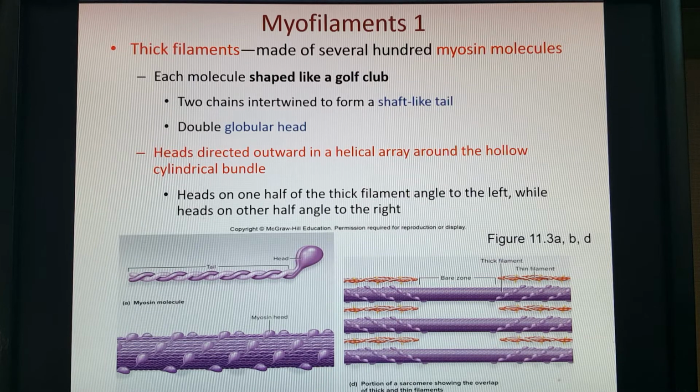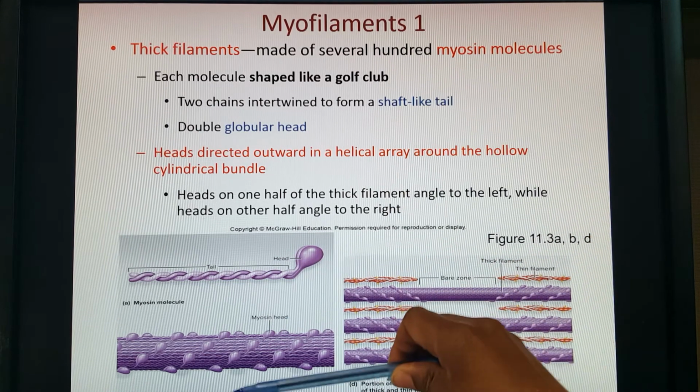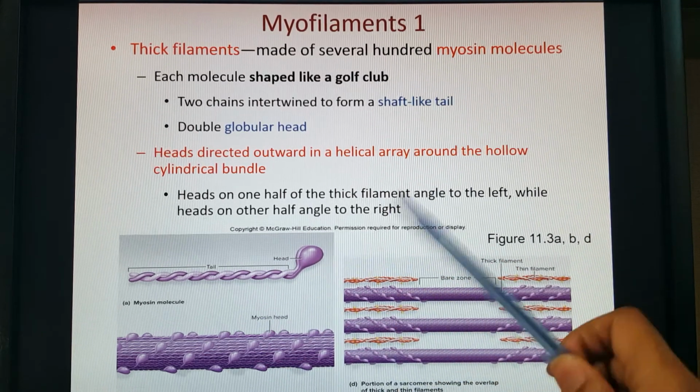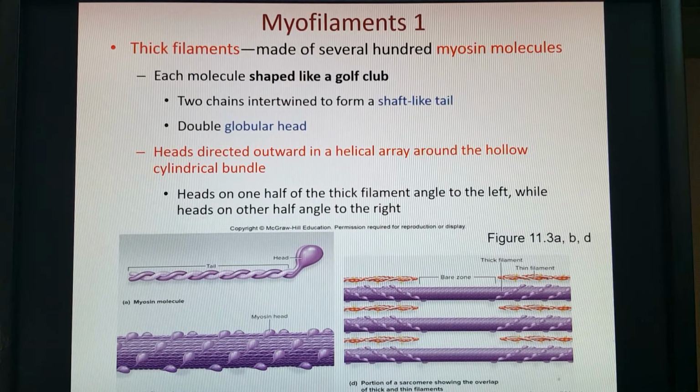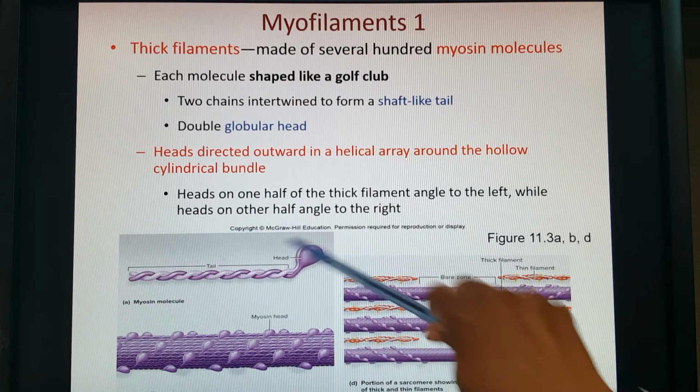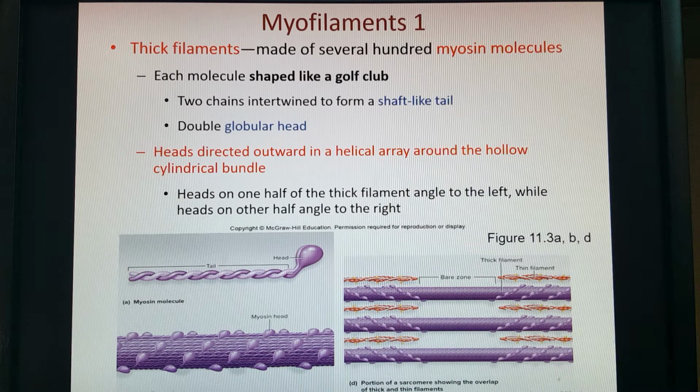So in our thick filament, if you look at the bottom of the slide, these purple golf club shaped proteins are arranged in a hollow tube, and the heads are sticking off of that hollow tube and away from the center of our thick filaments. So having those heads sticking out is actually important to the function of contraction.